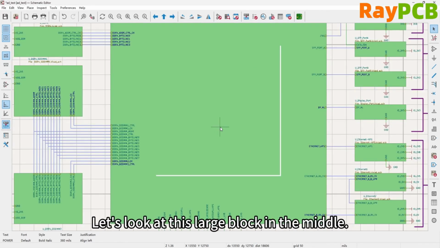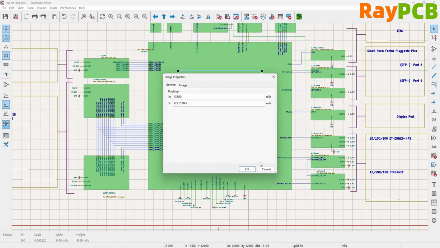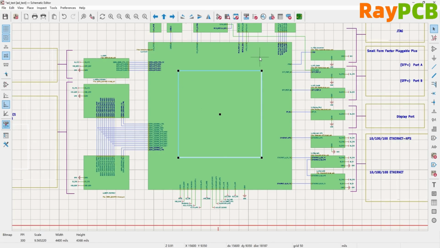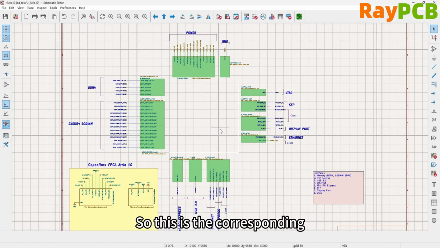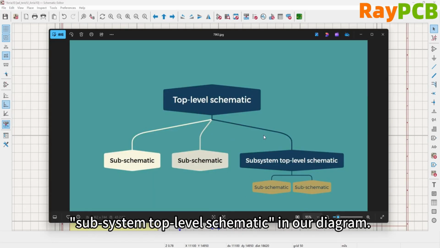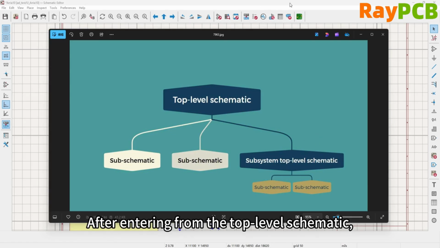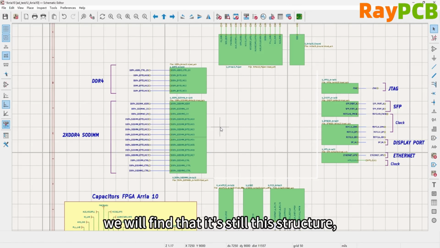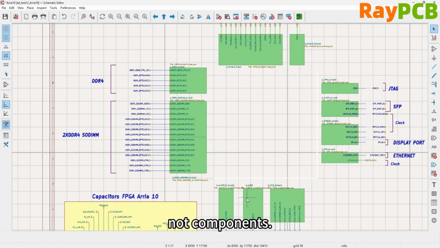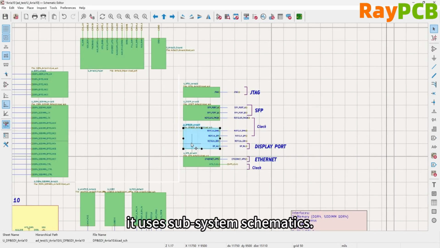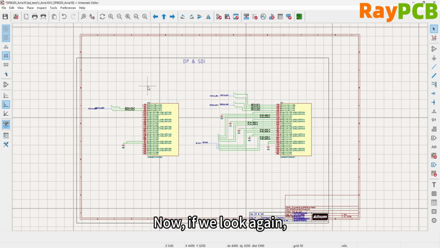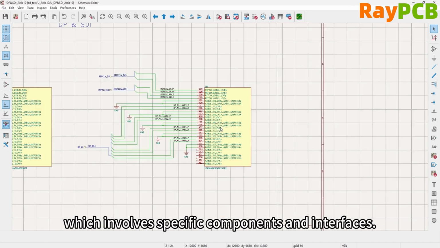Let's take a look at this large section in the middle. You simply double click to enter. So this particular view corresponds to precisely what we commonly refer to as the subsystem top-level schematic within the comprehensive drawings. After entering from the top-level schematic, you'll notice that it's still this kind of structure. There aren't components yet, but rather many different modules. That's because the system is too complex, so it uses subsystem schematics. Let's go further in. Now, this is the actual sub-schematic, which involves specific components and interfaces.